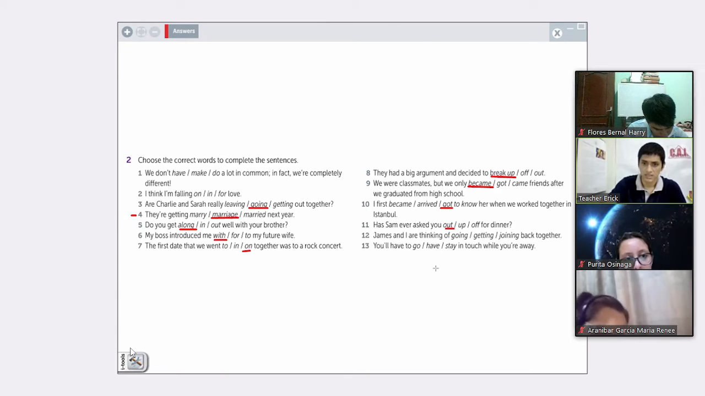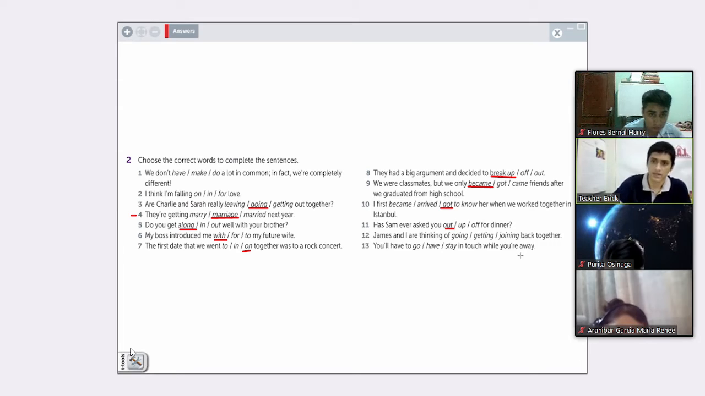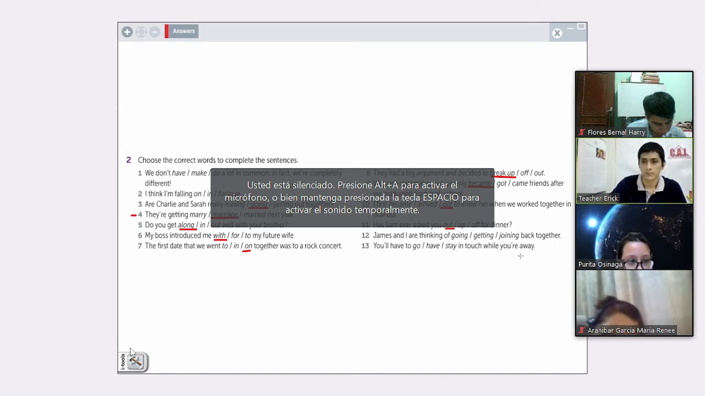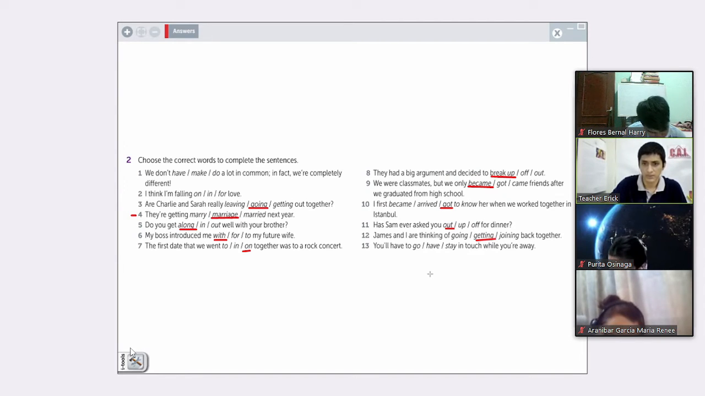Number 12, James and I are thinking of going, getting, or joining back. Getting. Getting back together. 13, you will have to go, have to stay. Have to stay in touch with everyone. Yep. So, okay, I'm going to show you the answers.